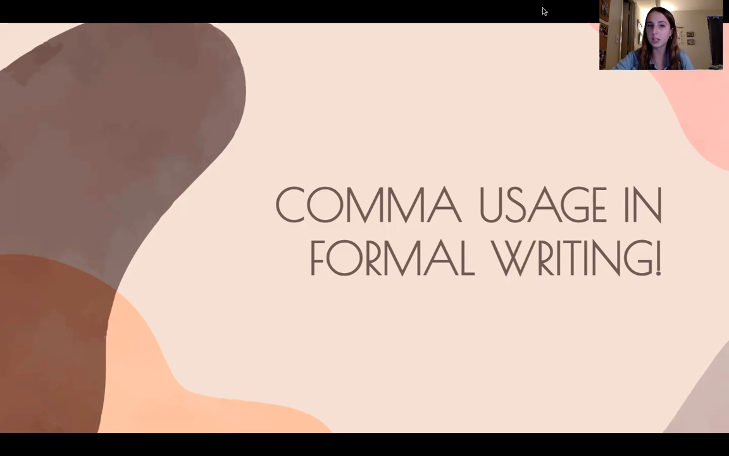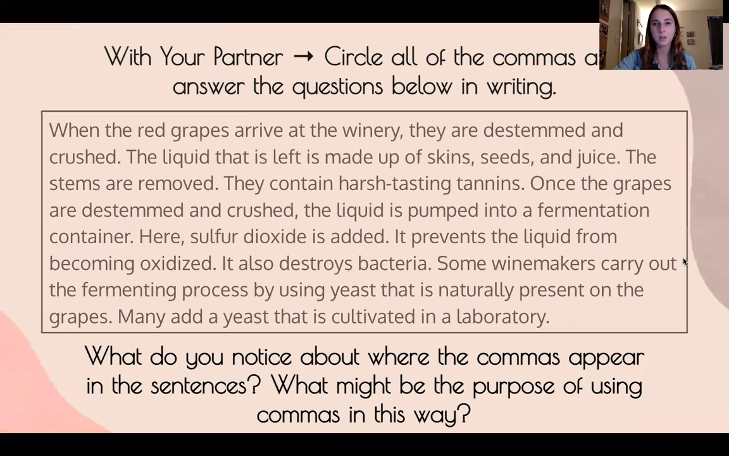So before we get started, I want you to notice a few things about how commas are used in formal writing. On your student document, you will see this paragraph. Either with a partner or independently, I would like you to read through this paragraph and circle any commas that you see. After you've read through, look to see where the commas appear and write down a few notes about what you notice about where they appear, as well as what might be the purpose of using commas in this way. Go ahead and do that, pause the video, and then come on back.